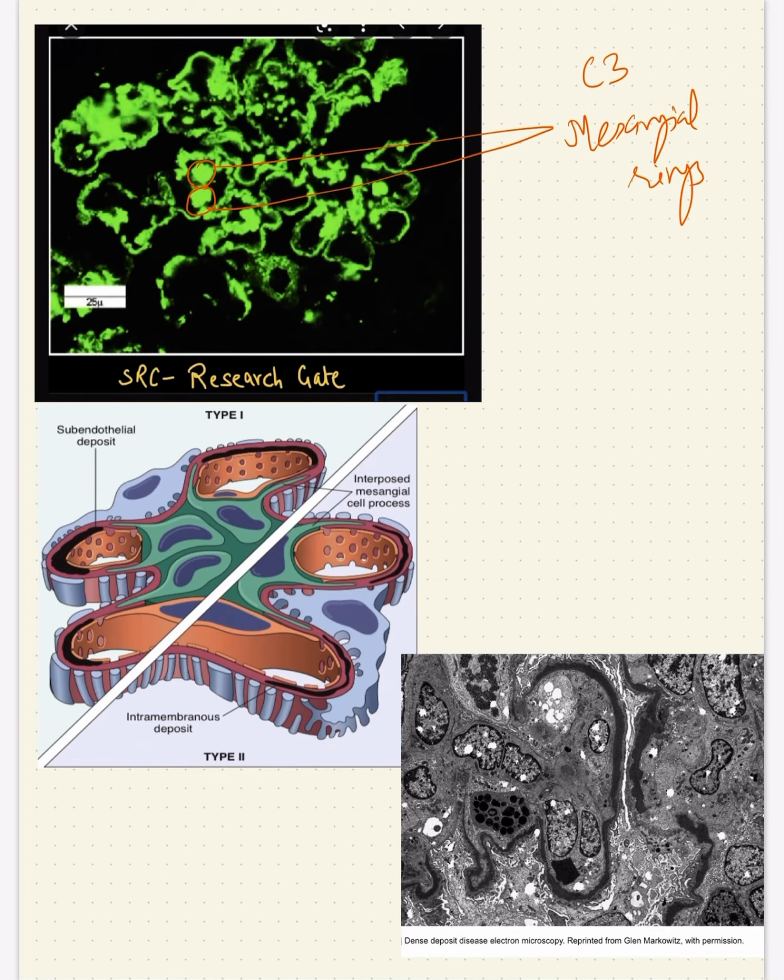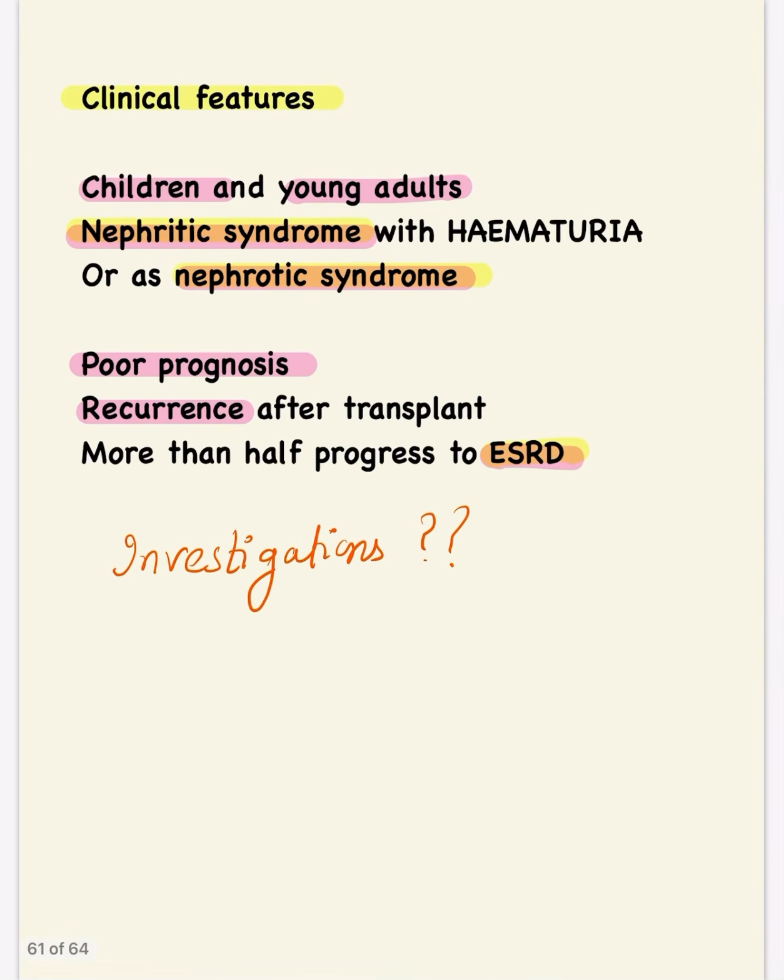Now again the same diagram of Robbins, and in this we see in type 2 or dense deposit disease, these are the dense deposits in the glomerular basement membrane, and on either side of this there will be C3 deposition. Again, this is the dense deposit disease with the electron dense deposits seen in the glomerular basement membrane. So these are all the important points which you should remember.